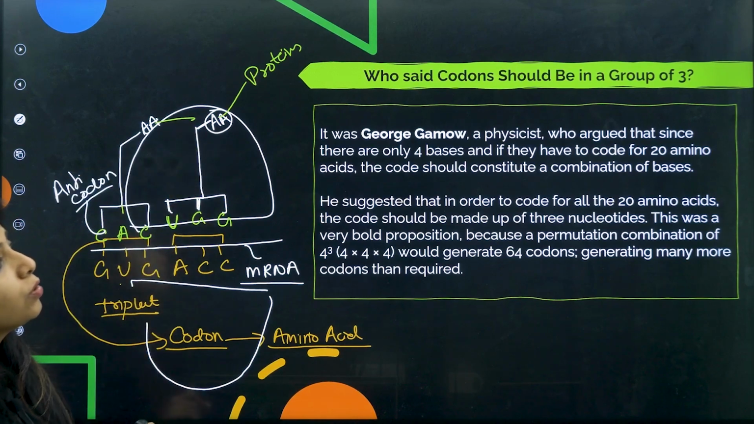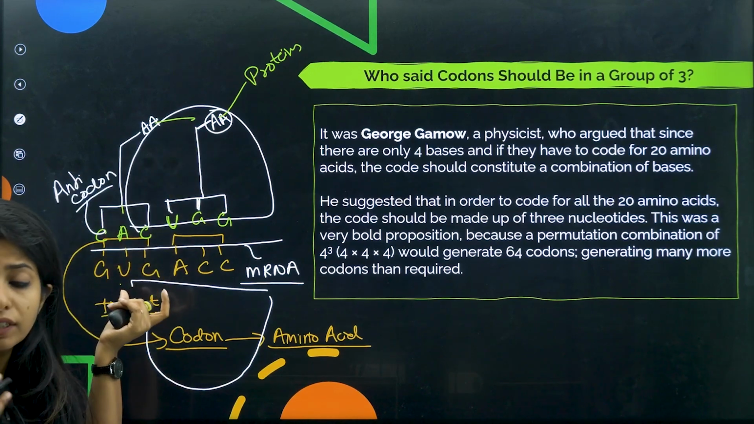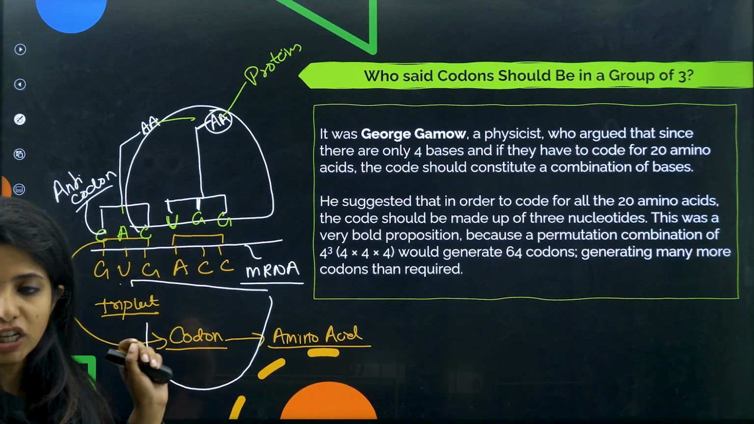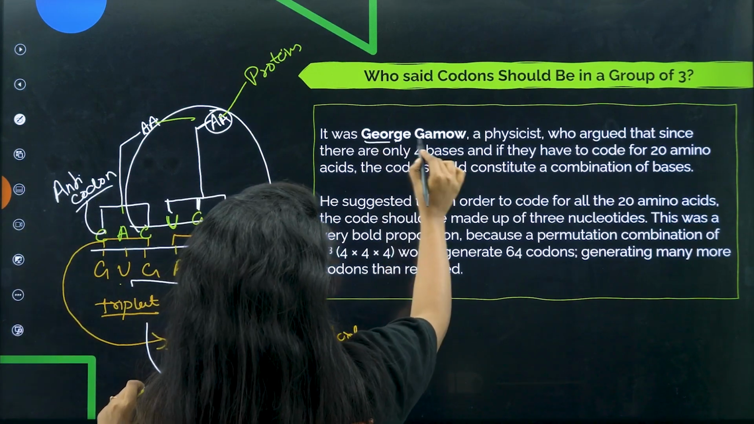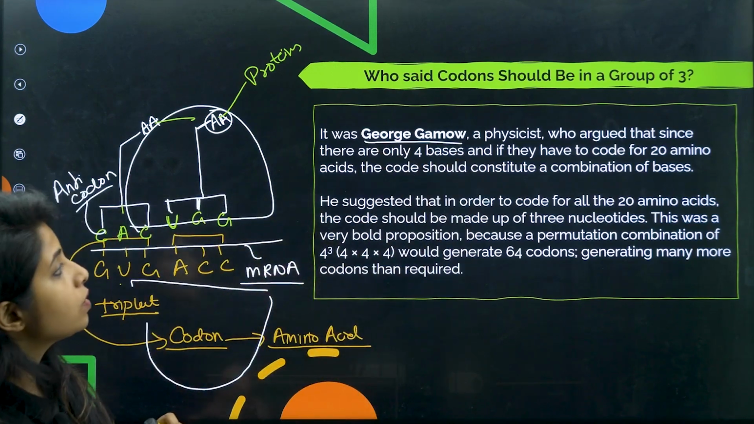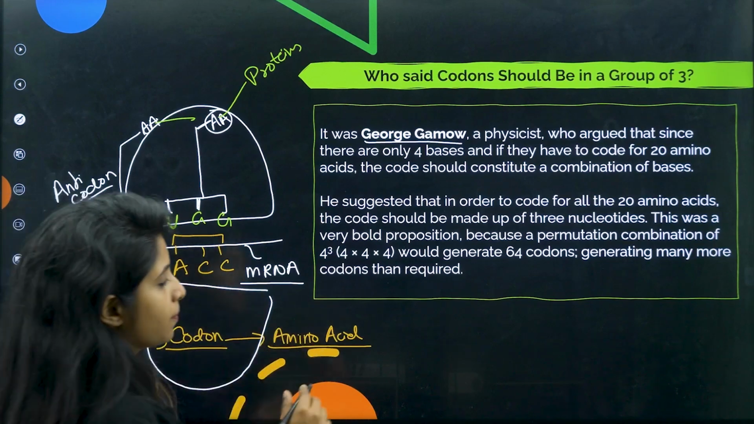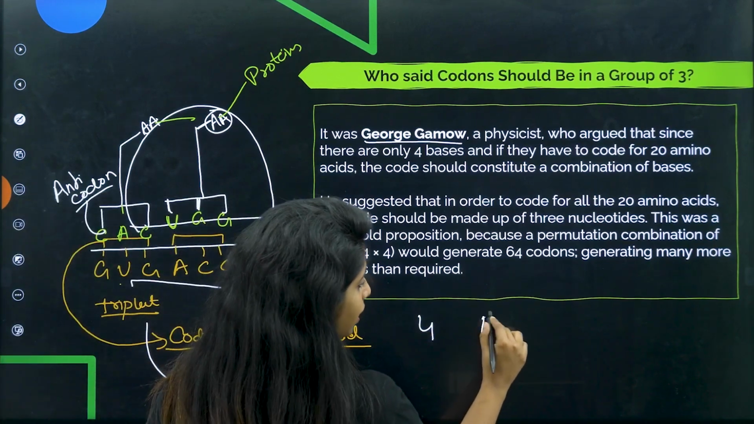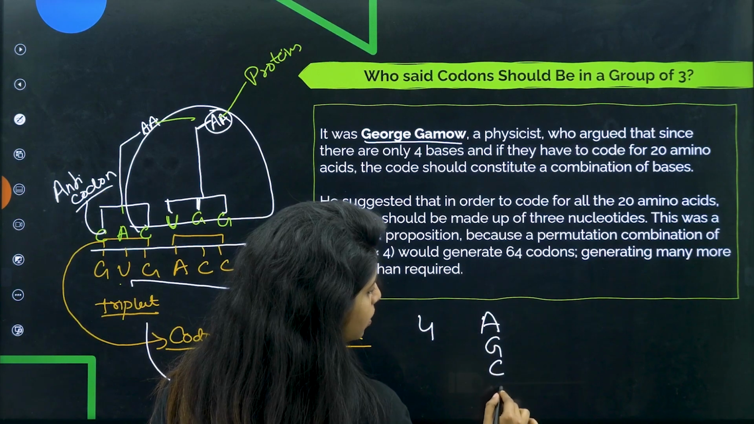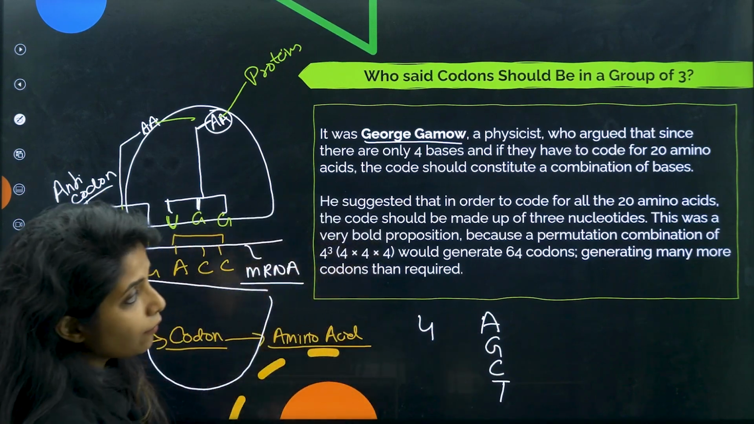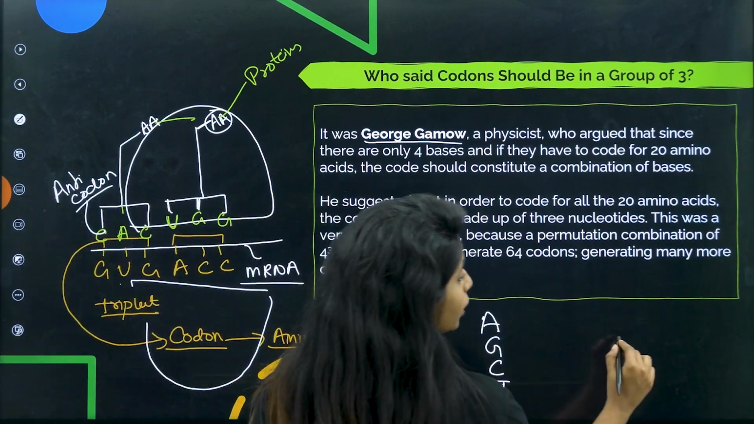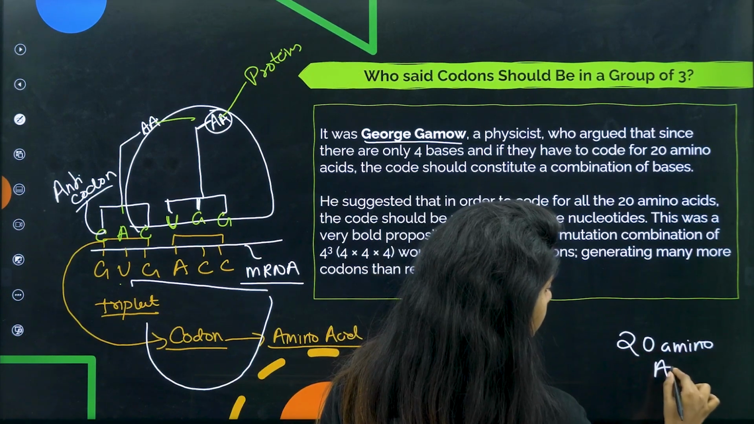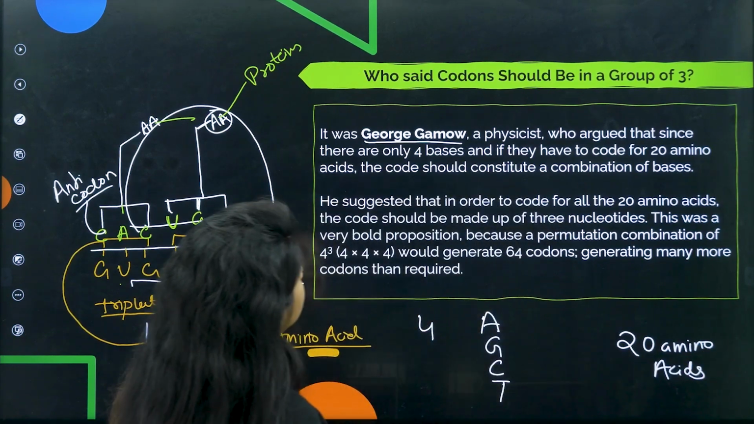Now, who said that codons should be in a group of 3? Who gave this information that codons will be in a group of 3? That is the question. So it was George Gamow, children, a physicist, who argued that since there are only 4 bases, that is adenine, guanine, cytosine and thymine, they have to code for 20 amino acids. How many? 20 amino acids.